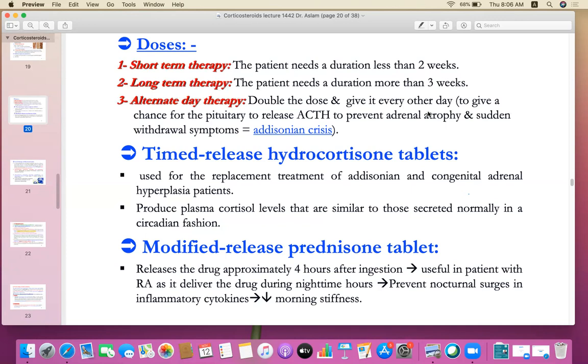Now, what do you mean by short term therapy? The patient needs a duration of less than 2 weeks. If any patient takes the corticosteroid for less than 2 weeks, it is termed short term therapy, and generally short term therapy does not have any adverse effect. So short term therapy should be considered as less than 2 weeks.